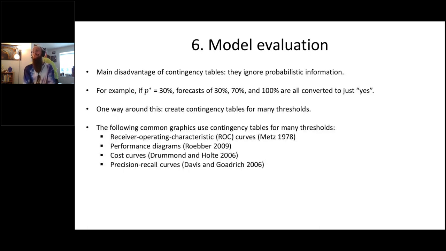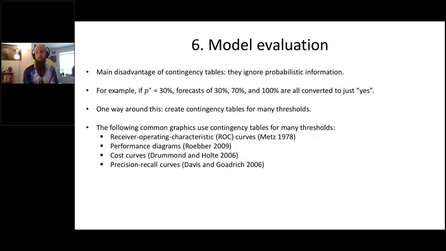So the main disadvantage of contingency tables is that they ignore probabilistic information, or confidence information, that your machine learning model gives to you. For example, if you set a probability threshold of 30% and then you have three cases with forecasts of 30, 70, and 100%, they're all converted to just a yes. So getting rid of probabilities and just going to deterministic forecasts washes out the differences between those three forecasts.